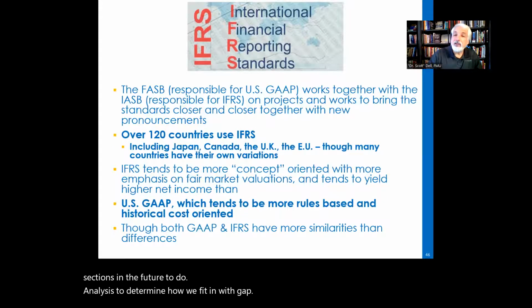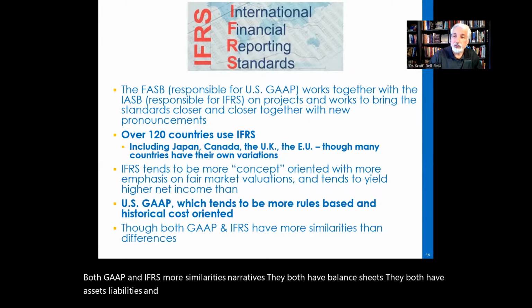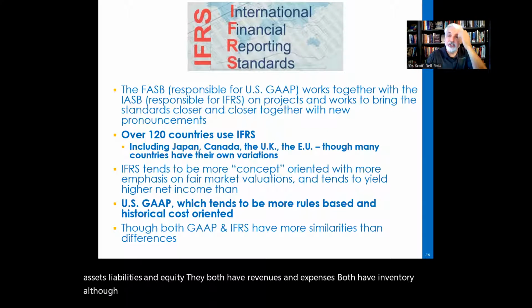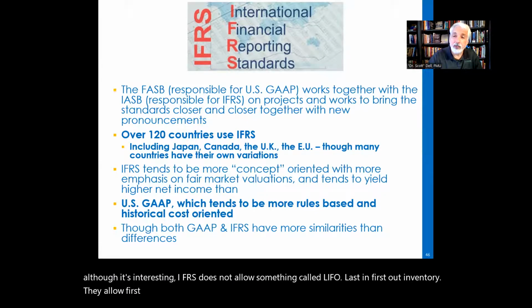Both GAAP and IFRS have more similarities and differences. They both have balance sheets. They both have assets, liabilities, and equity. They both have revenues and expenses. Both have inventory. Although it's interesting, IFRS does not allow something called LIFO, last in, first out inventory. They do first in, first out. They do average cost, which is part of GAAP, but they don't do LIFO, which is also part of GAAP, or LIFO reserves.